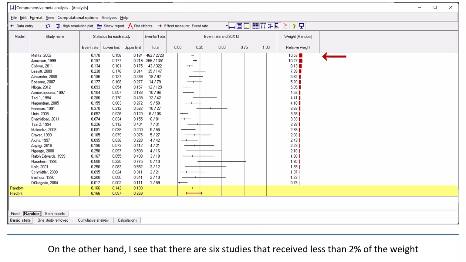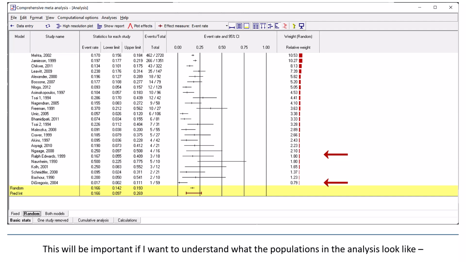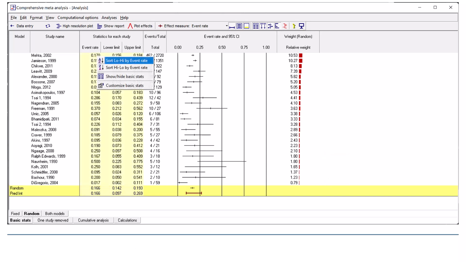On the other hand, I see that there are 6 studies that each received less than 2% of the weight. And this will be important if I want to understand what the populations in the analysis look like. These 6 studies are listed as being included in the analysis, but actually played only a small role in our estimate of the mean effect size and the dispersion in effects. Now I'll resort the studies by effect size.